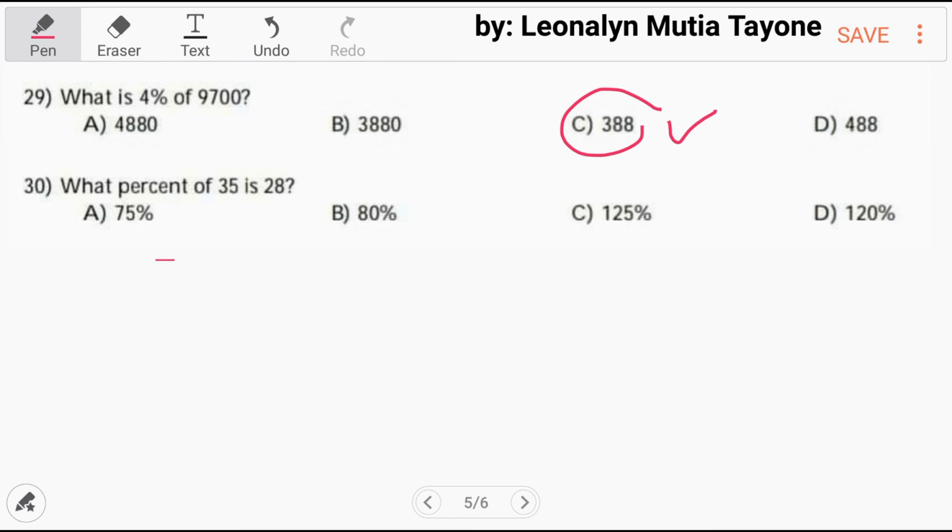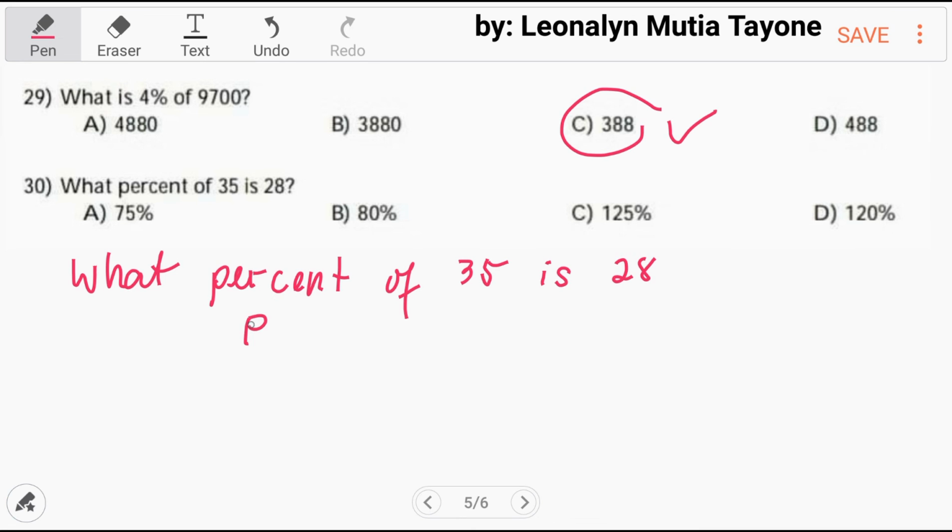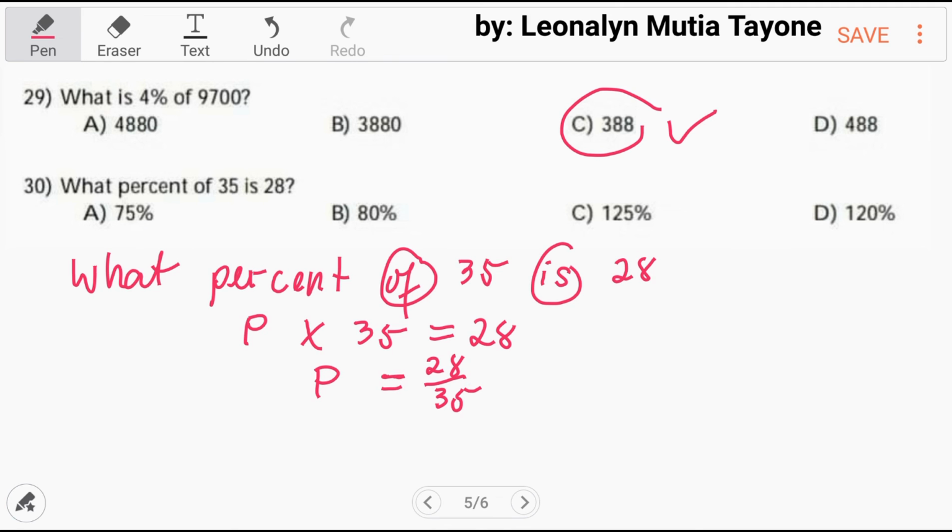Although, medyo obvious na yung sagot dito, pero isa-isahin lang natin para maintindihan ng lahat. What percent of 35 is 28? Let P be that percent na later on i-multiply natin ng 100% para magkaroon siya ng percent sign. Ang of multiplication, 35. Ang is equals yan siya, 28. Then, para ma-isolate si P dito, since itong 35 pang-multiply sa P, pang-divide siya sa 28.